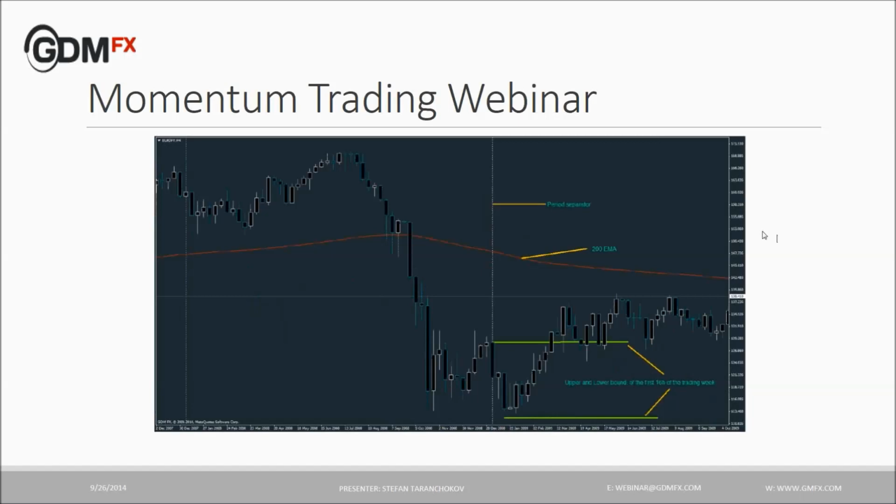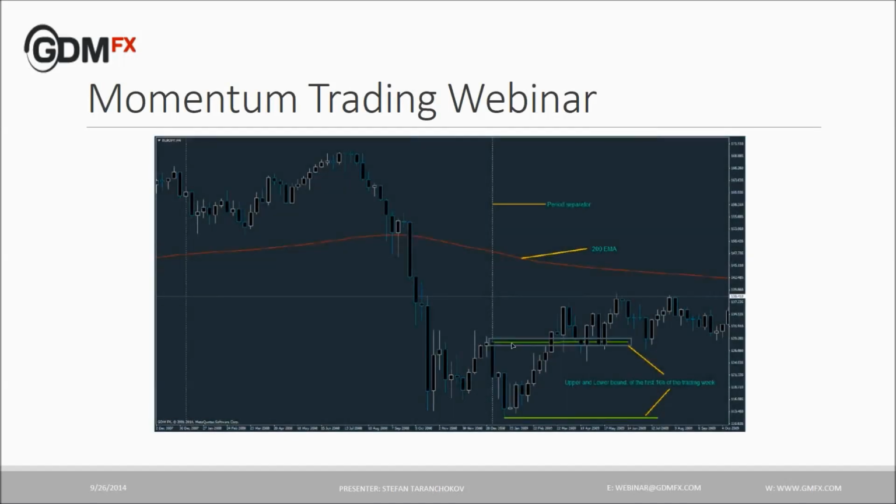plotting our range. Basically, as I mentioned, market research has shown that the most important price levels are established in the first 16 hours of the trading week. So what we do is we switch to a 4-hour chart. We count 4 candles, 1, 2, 3, 4. This is the 4th candle, this is the first one, and we plot the highest and the lowest levels for these 16 hours.